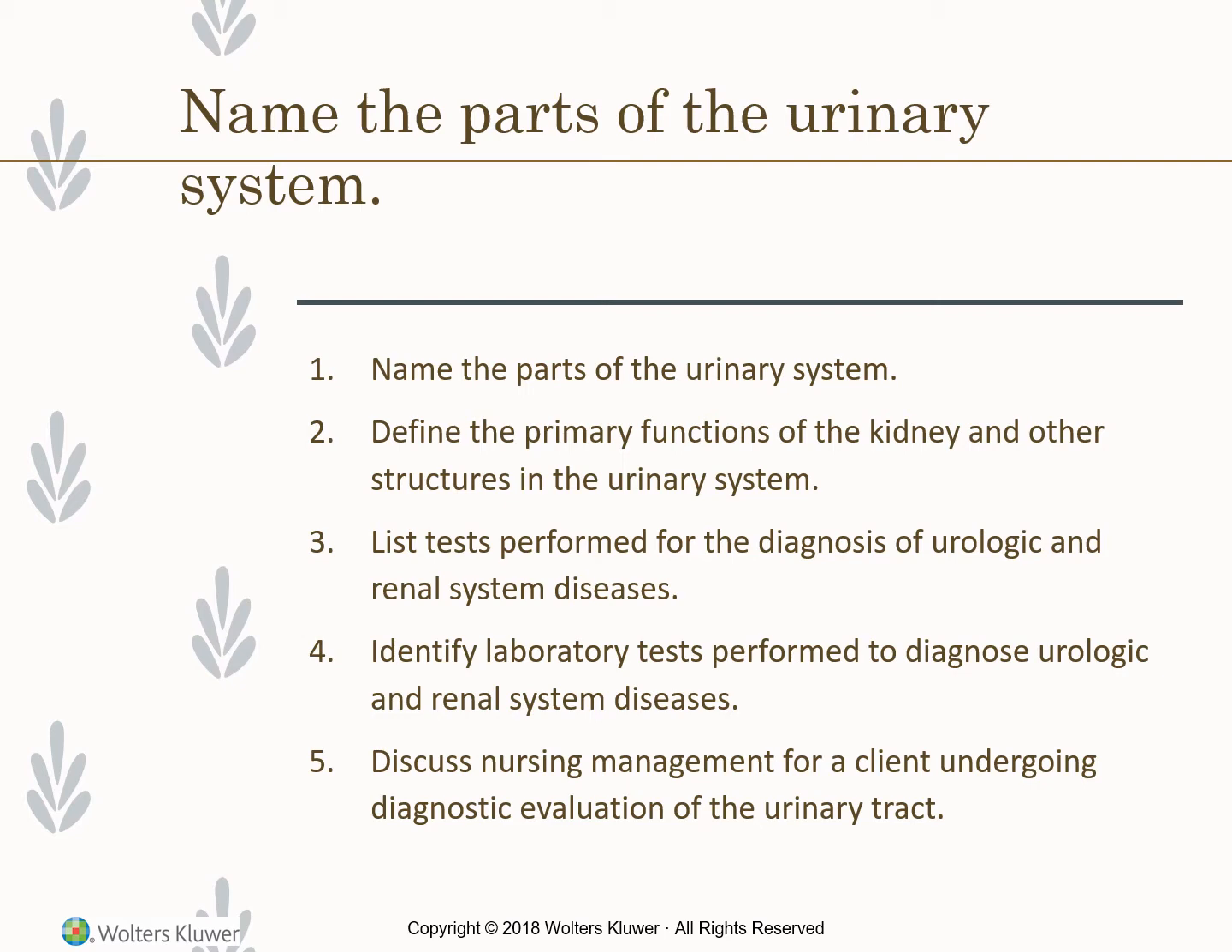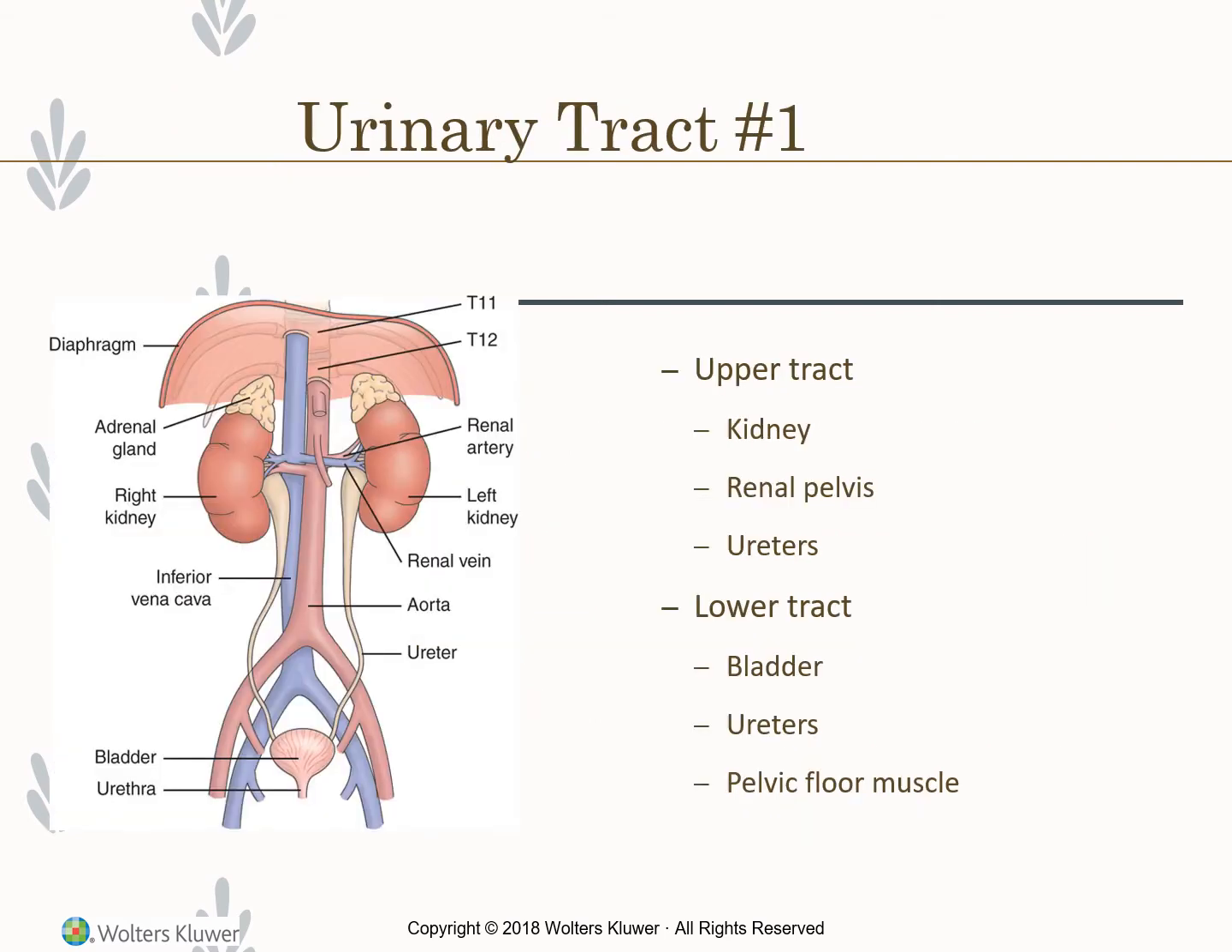We're going to identify laboratory tests performed to diagnose urologic and renal system diseases, and discuss nursing management for a client undergoing diagnostic evaluation of the urinary tract. As you can see, the upper tract consists of the kidney, the renal pelvis, and the ureters. The lower tract of the urinary system is the bladder, the ureters, and the pelvic floor muscle.